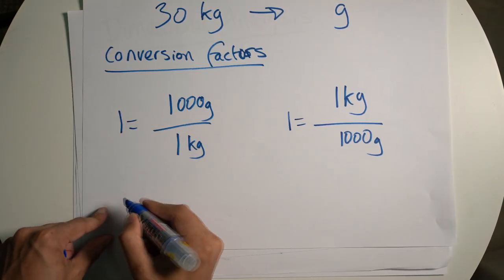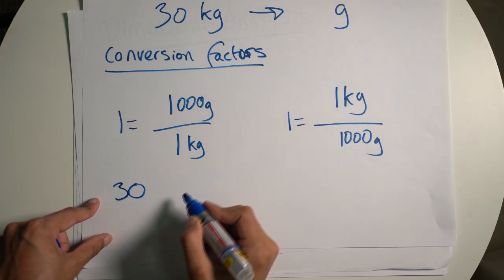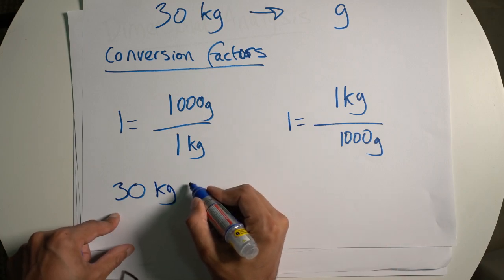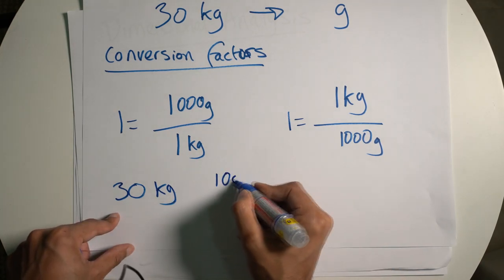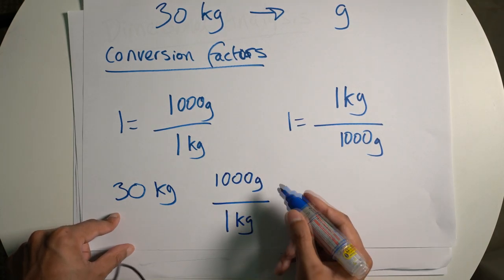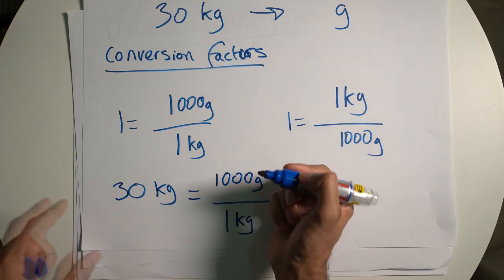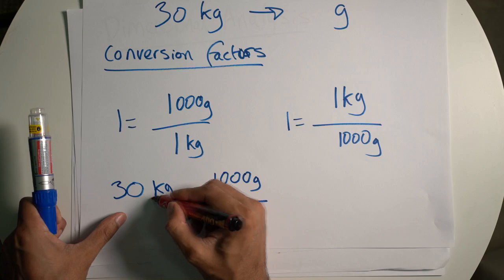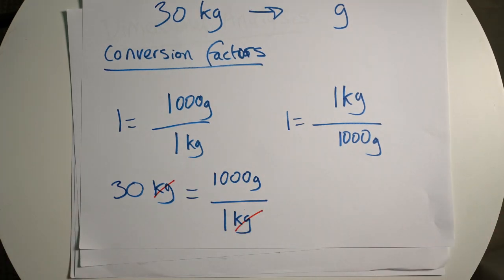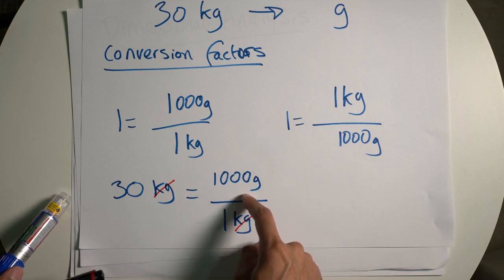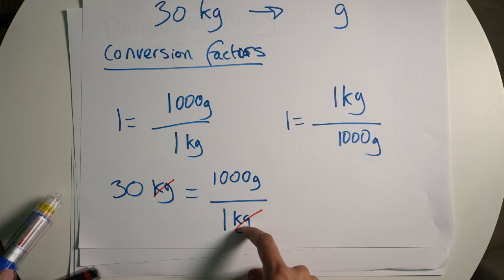Okay, so substituting 1 for 30 because we're converting 30 kg, and we've got to write kg, and I'll show you exactly why. And we have 1,000 grams over here, 1 kilogram down there, and we write an equals sign. So what we've got to do now is multiply that out. Because we've got kilograms up here and over here, they cancel out like this. And then we just multiply it out. 30 times 1,000 is 30,000. Divided by 1 is 30,000.